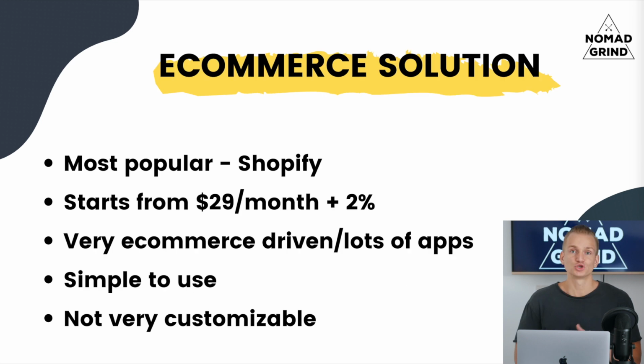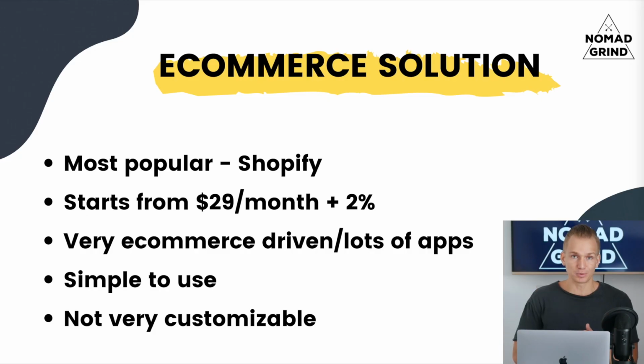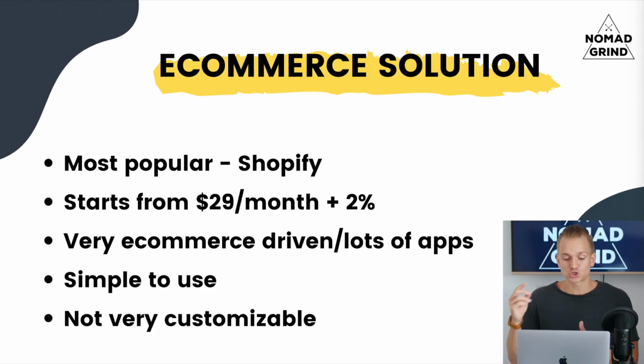So the next option for you is to use an e-commerce solution, and there are a lot of different e-commerce solutions, but the most popular, which you might have already heard about, is Shopify. Shopify starts from $29 a month, plus you pay 2% on this plan. You pay 2% transaction fees if you're not using Shopify Payments, but you're using some different payment processing system. So it is a lot more expensive than WordPress.